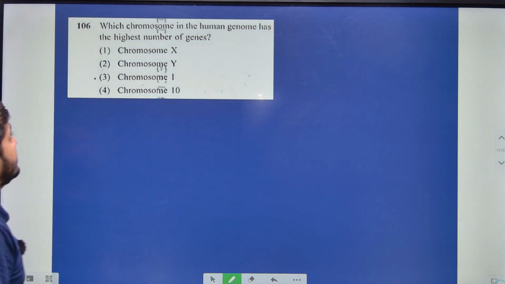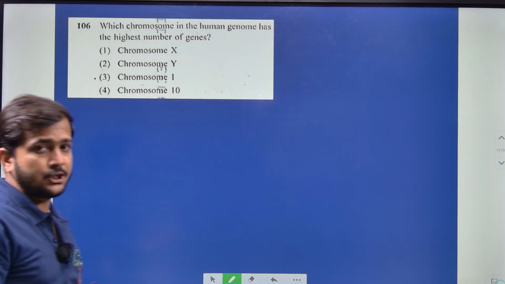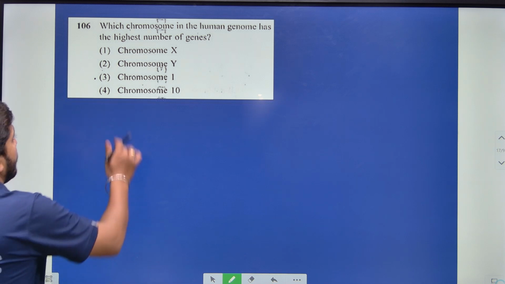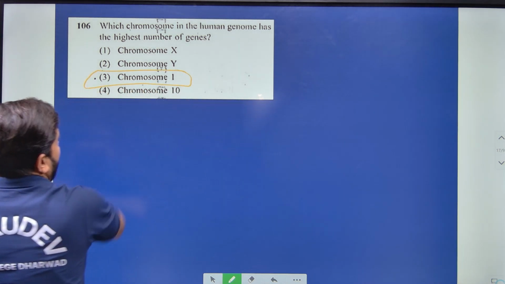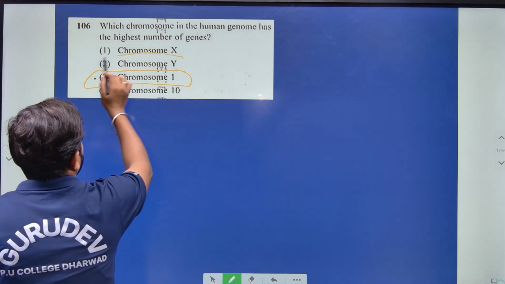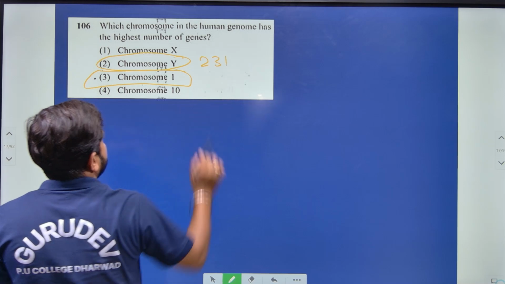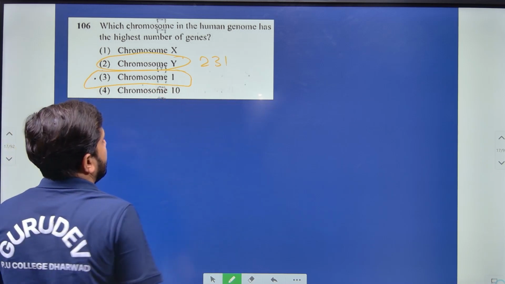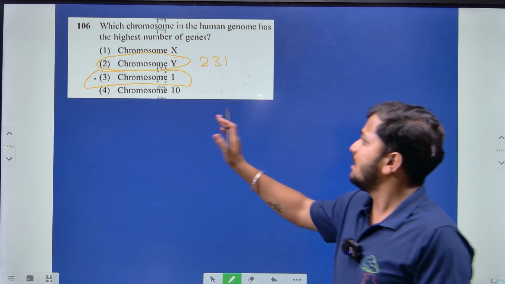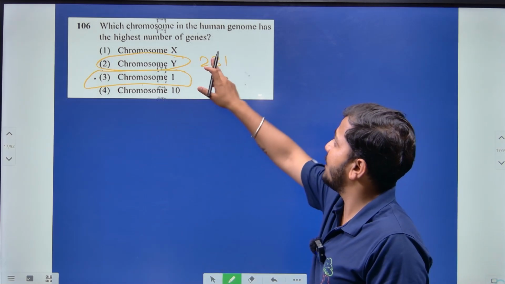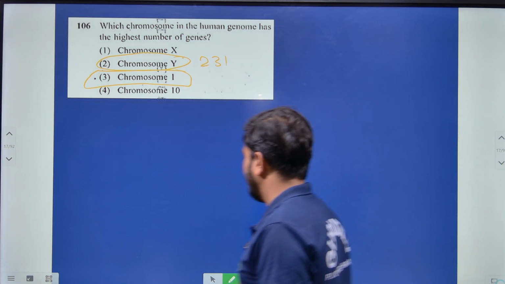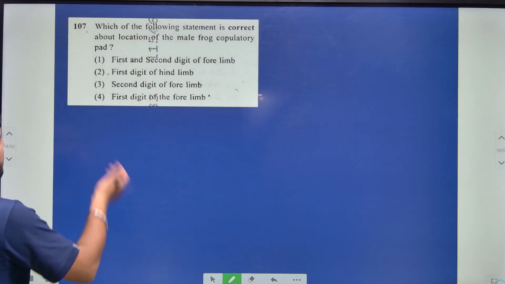Moving on to the next: which chromosome in the human genome has the highest number of genes? That we find with chromosome 1. The least number of genes we get with chromosome Y, that is 231 genes, whereas here we get thousands of genes. Chromosome 1 is correct, where the human genome has the highest number of genes. More than that I am not going to get.